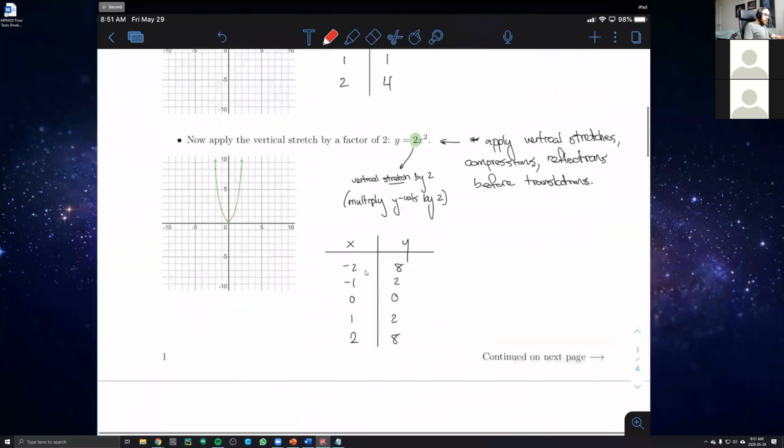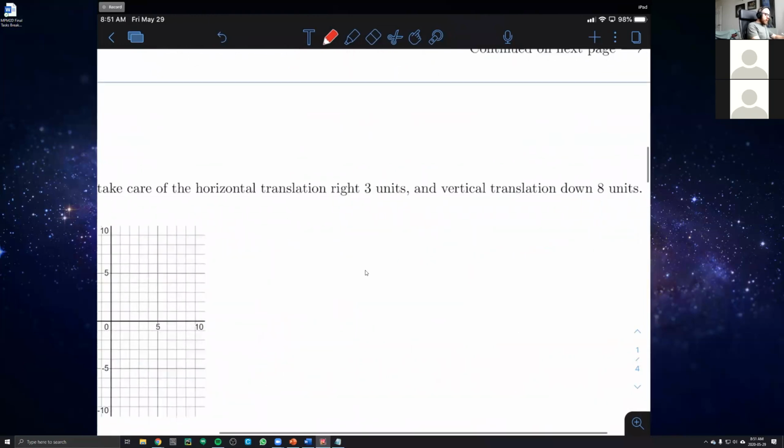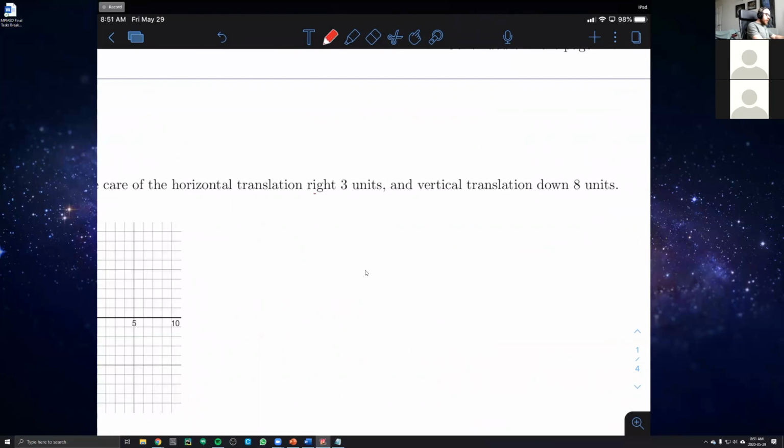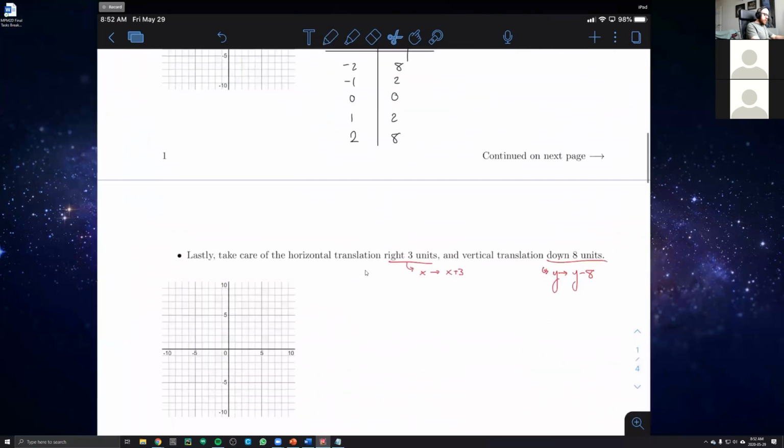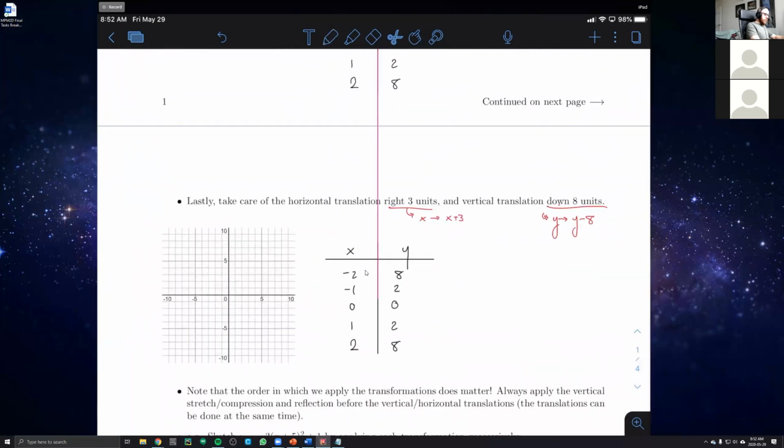Okay. So when we take care of the horizontal and vertical translations, right 3 units implies that we're taking all of our x values and we're just adding 3 to them. The translation down 8 units, again, we're taking whatever our y values were and we are subtracting 8 from them. And I'm going to do that with the table of values that I got after I did my stretch, right? So essentially, this is my table of values as it stands now. And now I'm going to take all of the x values and add 3, and all of the y values and subtract 8. And I'm going to come up with a new table of values to plot.